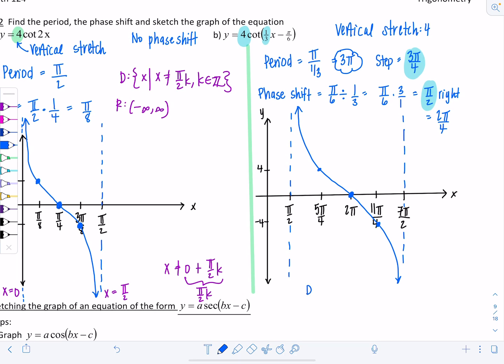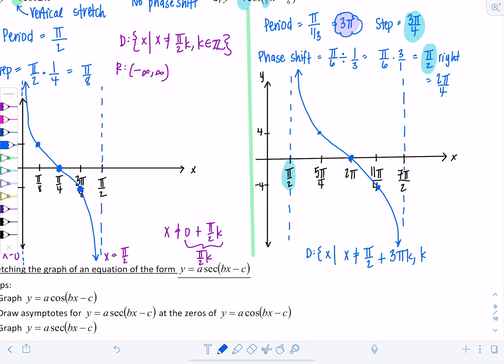So the domain is going to be all x's such that x cannot equal pi over 2, right? That's where our first asymptote is. That's not negative. Plus, how long does it take to repeat? What is the period? 3 pi. Okay, so pi over 2 plus 3 pi k. All right, k is an integer, for those of you who don't like the abbreviation, just this once. Look how much writing that is. No wonder I don't like it. And then the range is -infinity to infinity.